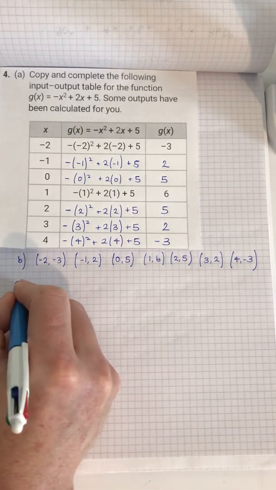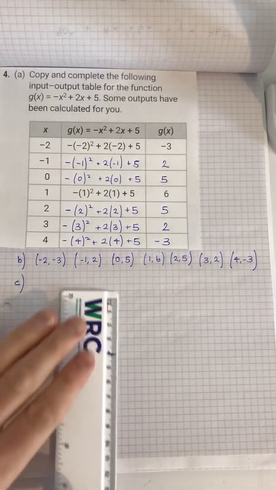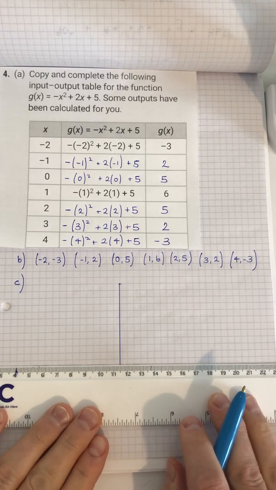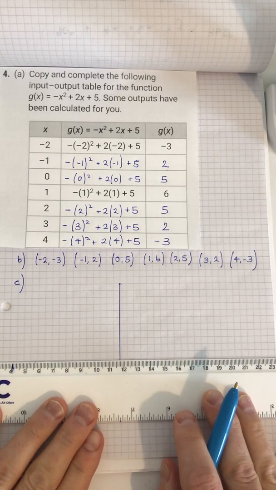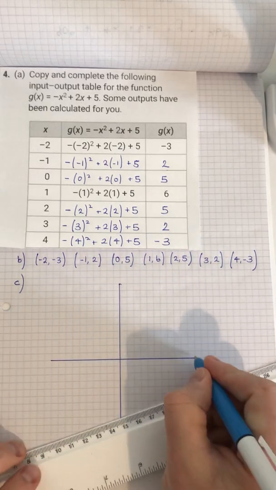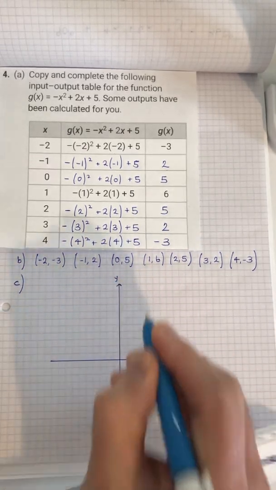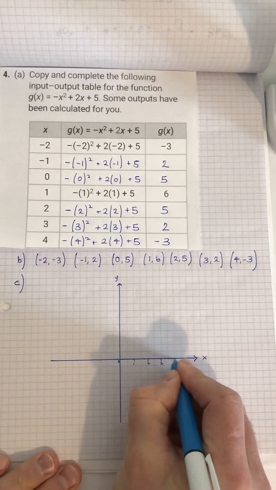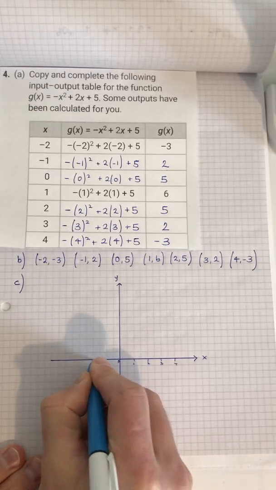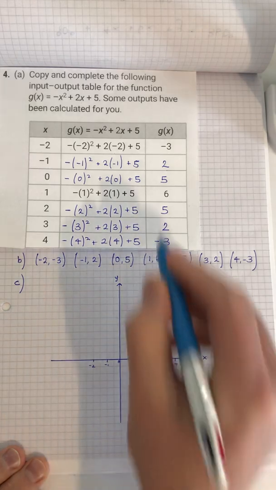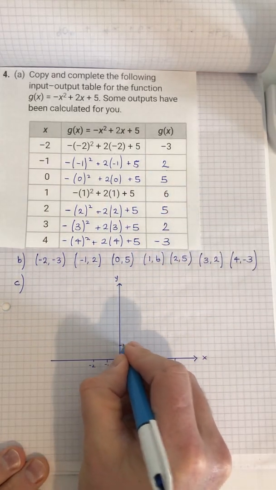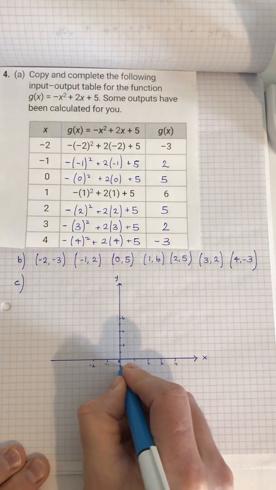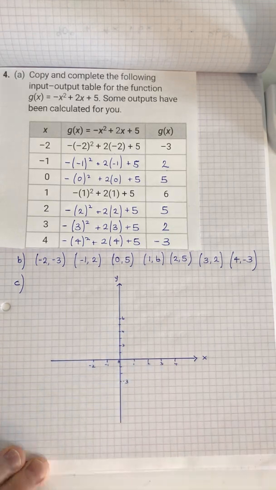Okay, so part C, we're going to draw our graph. Similar to before, we have our x and our y axis, like so. So our x axis, our y axis, 0 in the middle, 1, 2, 3, 4 on our x-axis, minus 1 and minus 2. And we need to get up as far as 6, so 1, 2, 3, 4, 5, 6, and down to minus 3. Minus 1, minus 2, and minus 3.